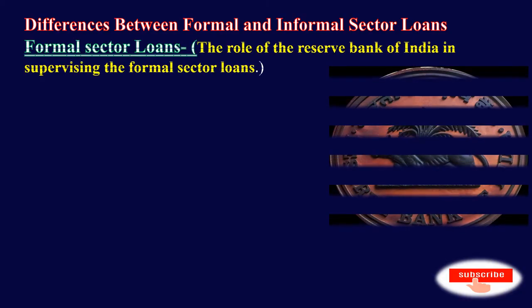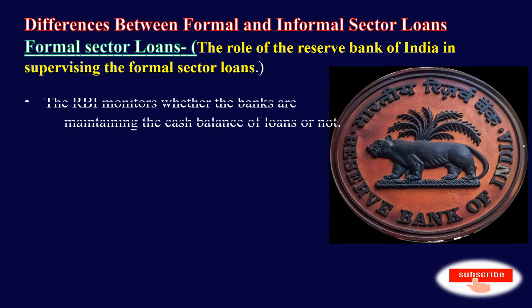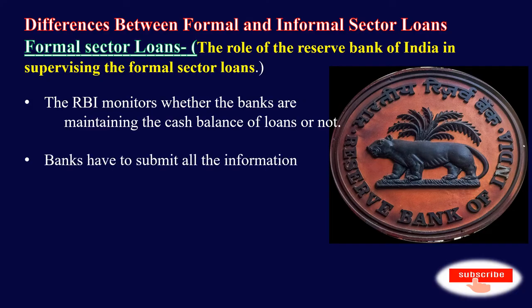Let's see the difference between formal and informal sector loans. The functioning of formal sector loans is supervised by the Reserve Bank of India. The Reserve Bank of India plays a crucial role in supervising the formal sector loans. The RBI monitors whether the banks are maintaining the cash balance of loans or not. The RBI also checks that the banks give loans not just to businessmen and traders but also to small farmers and needy people for their small scale businesses.